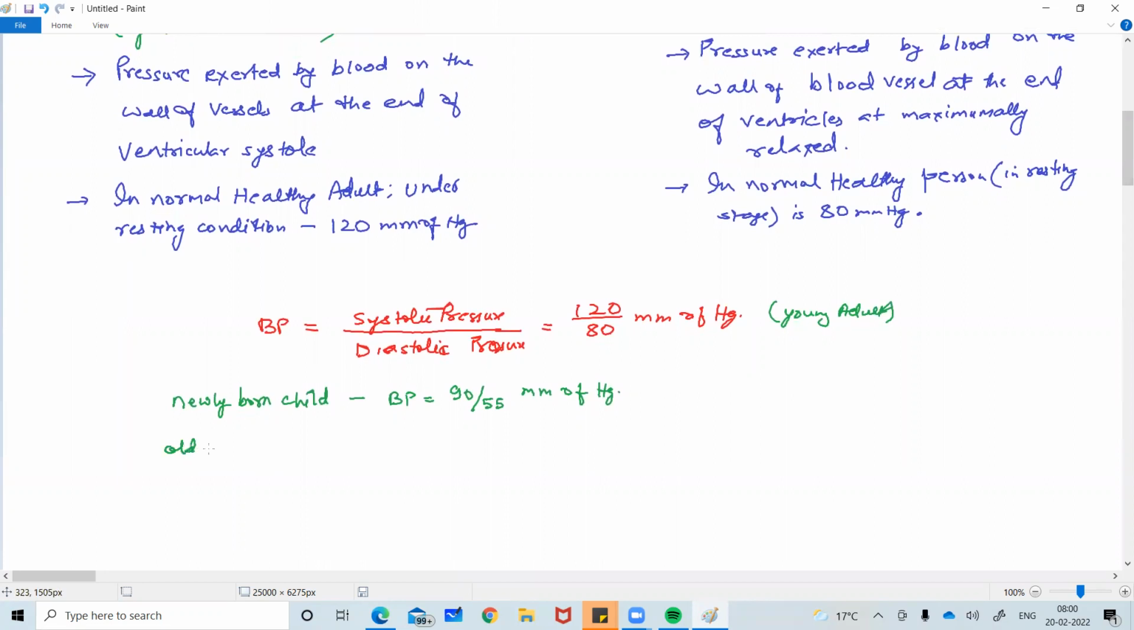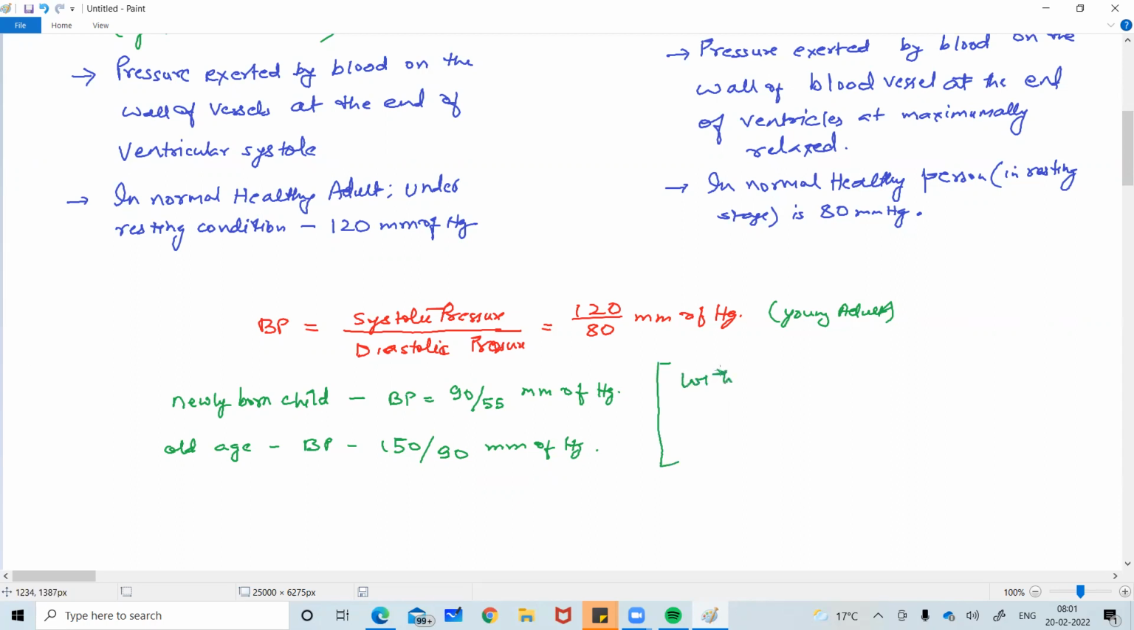And what about old people? Old age? They usually have higher blood pressure, 150 by 90 mm of Hg. With age, you will find that the blood vessels are losing their elasticity, their contractibility, their relaxability, which results in high blood pressure because blood has to move faster to maintain the pressure, as the elastic nature is not there. Slowly it's getting decreased.